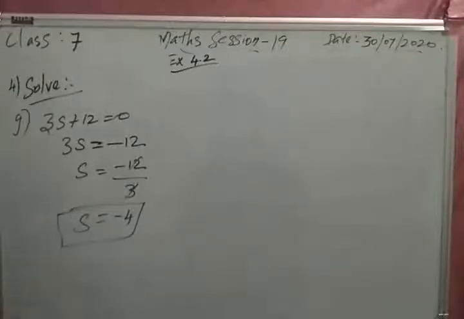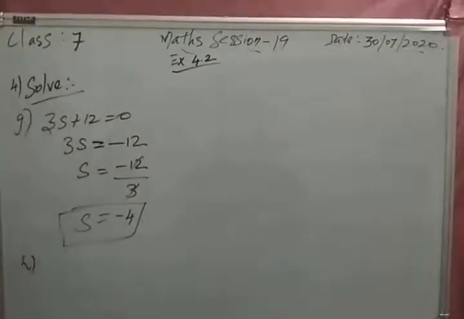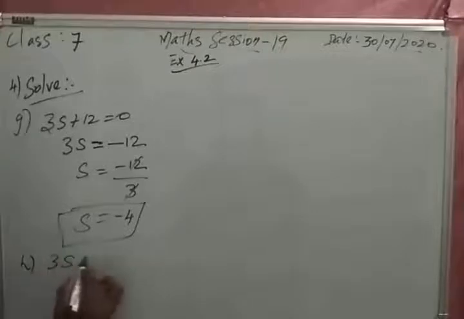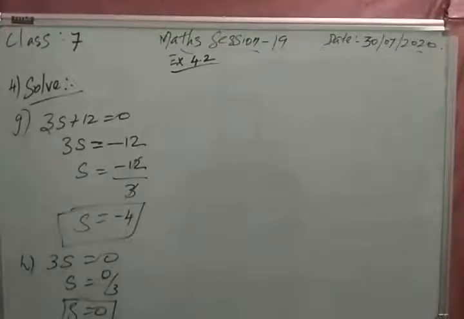Okay. Then H. The question is 3S is equal to 0. Then S is equal to 0 by 3. So S is equal to 0. 0 divided by 3, S is equal to 0. Okay. Now let's go for the I.